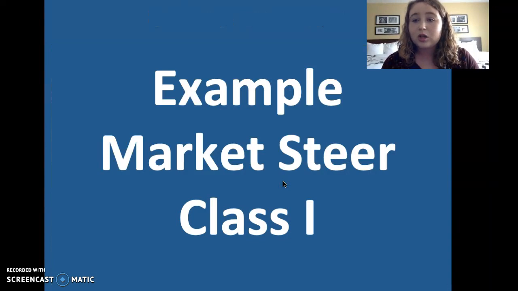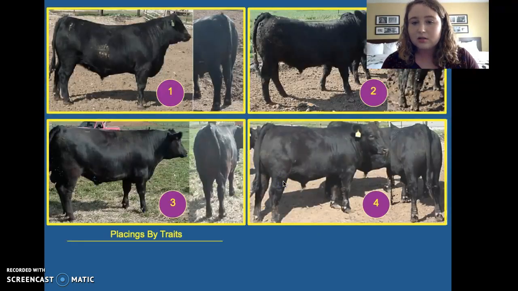Okay, so we're going to quickly look at an example of a market steer class. So go ahead, and you might need to pause the video and go ahead and look at the 4 steers in this class and place them on the traits that we just learned about.